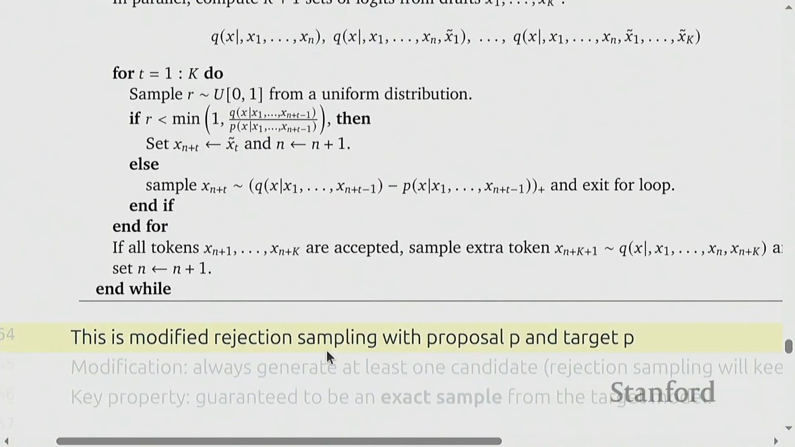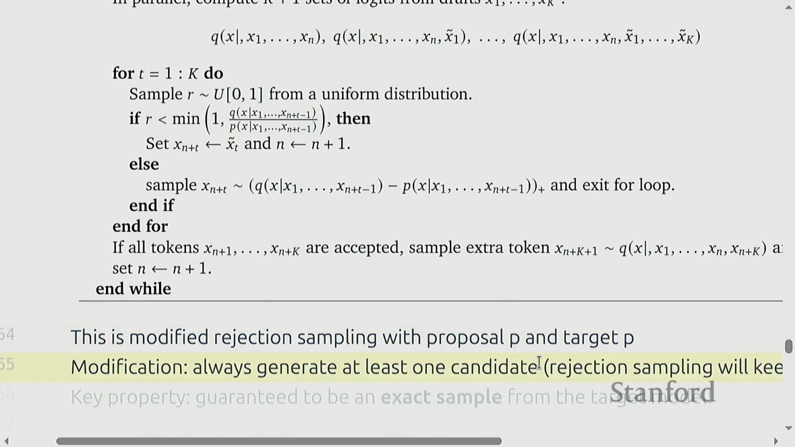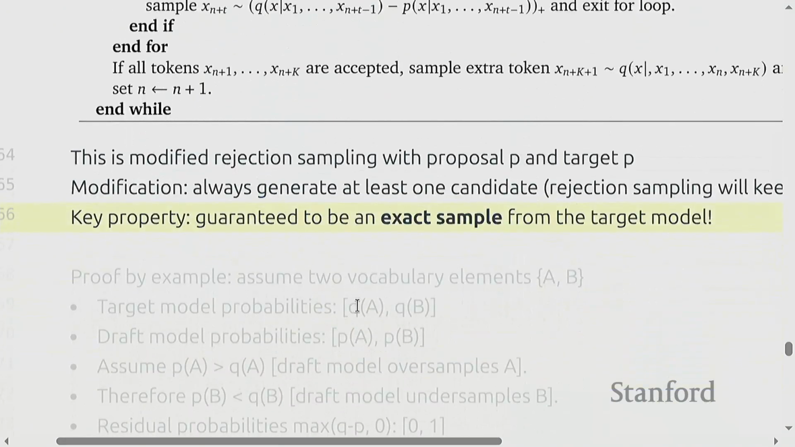So this is basically a kind of rejection sampling with a proposal P and a target Q. The only difference is that in rejection sampling, if you reject, then you reject, and you just try again and then try again. Here we don't want to keep on looping forever, so if you reject, we'll bite the bullet and just sample from the more expensive model. The cool thing here is that you're guaranteed to get an exact sample from the target model.